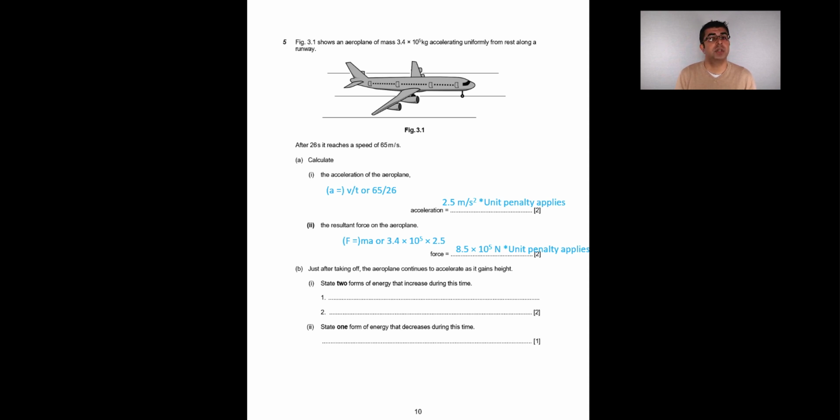Now, something that's typical of paper 4. In part B, just after taking off, the aeroplane continues to accelerate as it gains height.